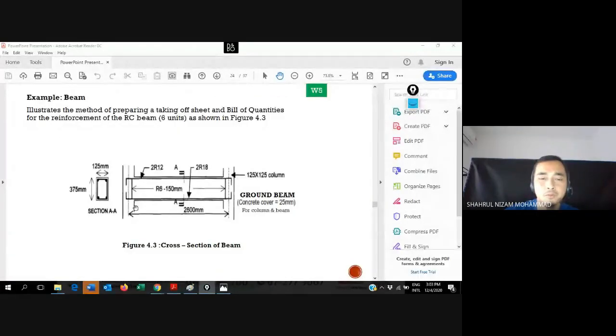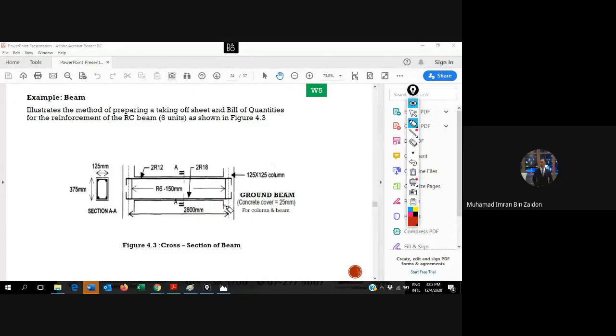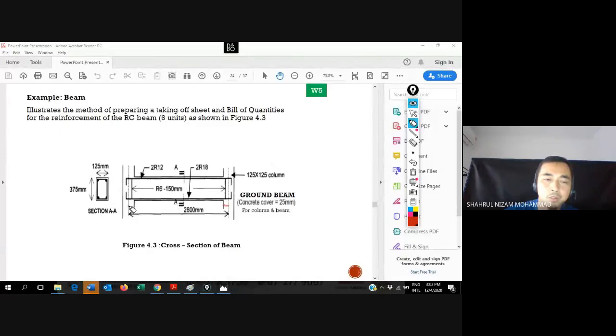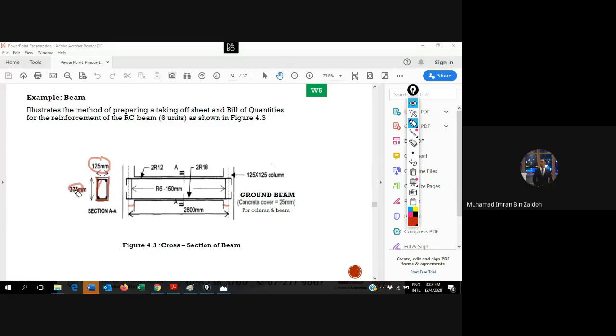All right, so 2.6, and then you need to minus with two half column. Okay. And then you need to multiply with the press, 135. Okay, so remember, soffit is located under the beam or at the bottom of the beam. So you must multiply with the breadth. For outer and inner, it is located at the side of the beam, so you need to multiply with the depth. Alright.